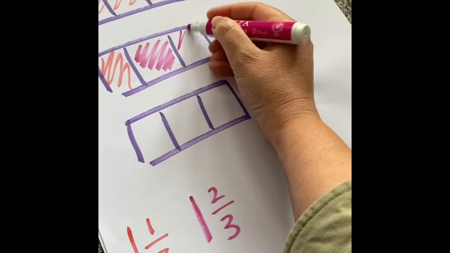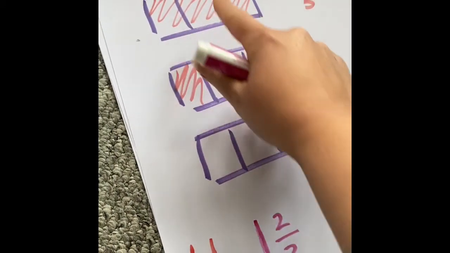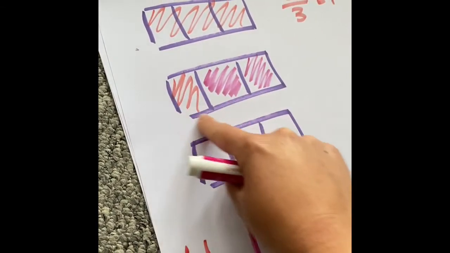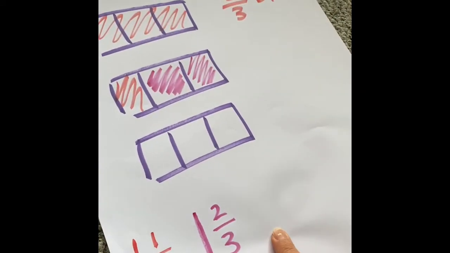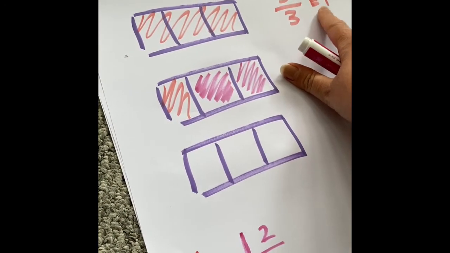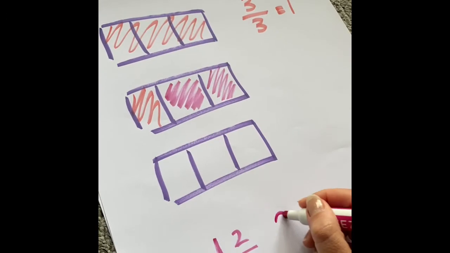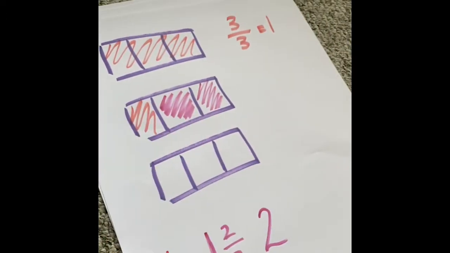Now what comes next? I have my whole, but I also have another whole. Now I wouldn't put 1 3/3. What would I put? Remembering up here that 3/3 equals a whole. Brilliant. So my next one would be 2. So I have 2 wholes.